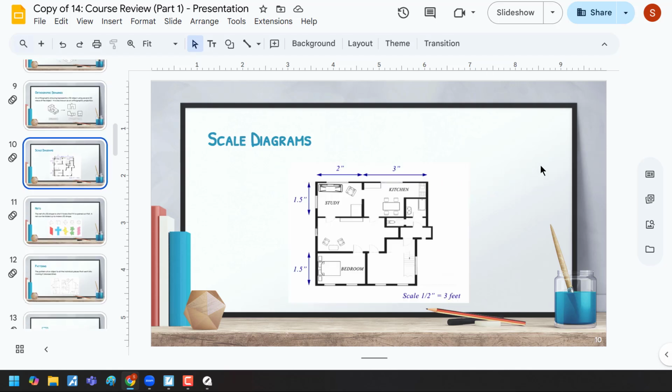Scale diagrams, remember scale diagrams? They're used in maps or blueprints a lot. So they draw it to a certain measurement, and it's exactly a multiplication factor compared to the real life version of this thing. So here we have like a kitchen, a bedroom, a study, so a blueprint of a house. And they measure this to 2, 3, 1.5, 1.5. And this measurement is equal to 3 feet in real life.